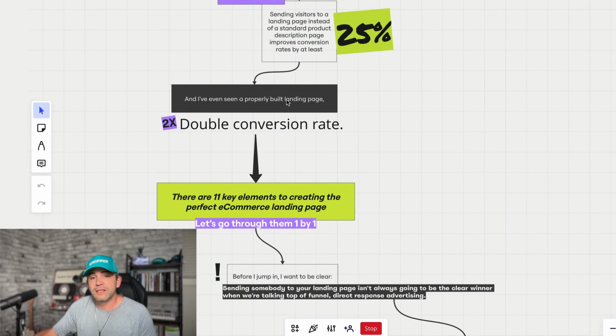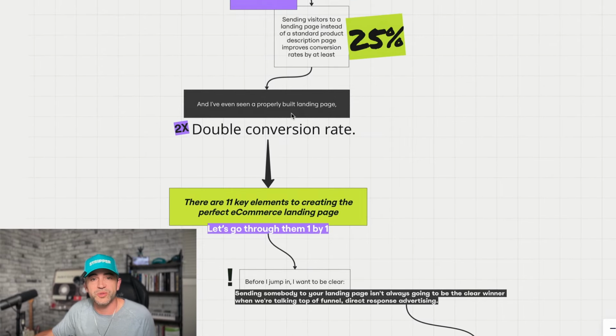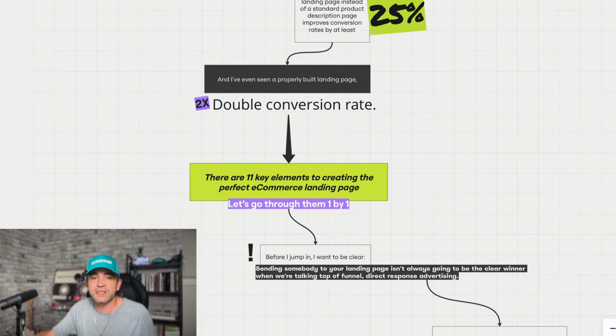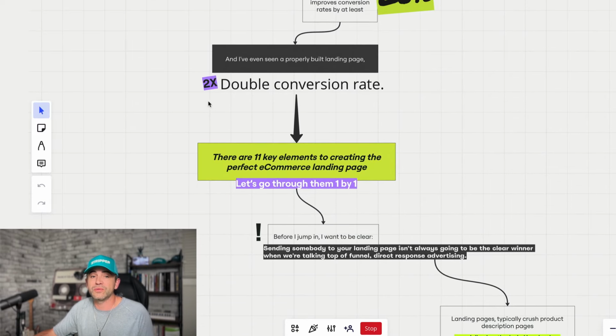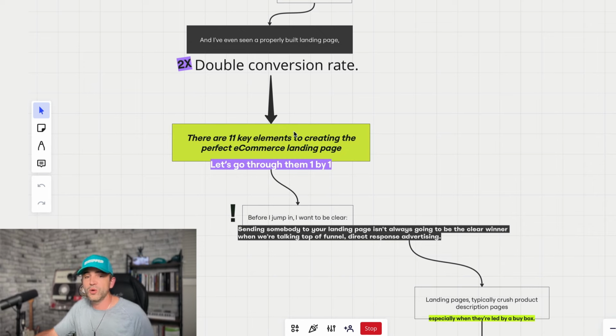I've seen these landing pages as much as double conversion rate. I've looked at pages that had a 1% conversion rate, dialed in all of these elements, and were able to push their landing page from like 1% to 2% or 2% to 4%.